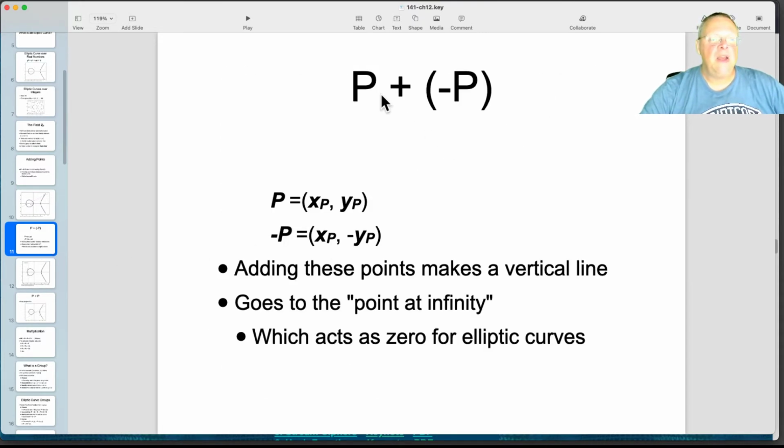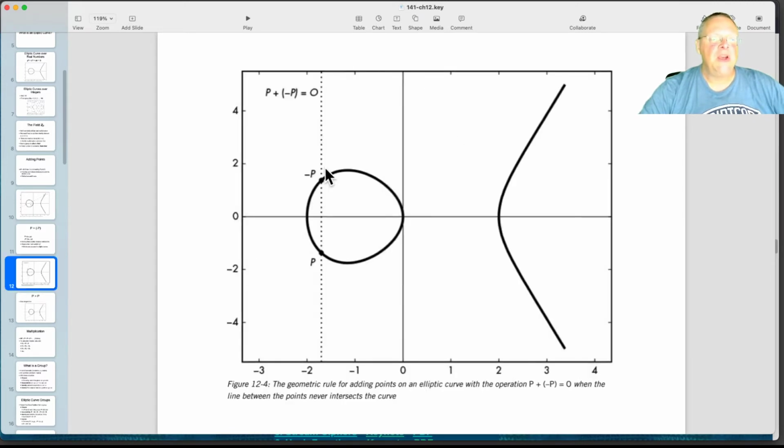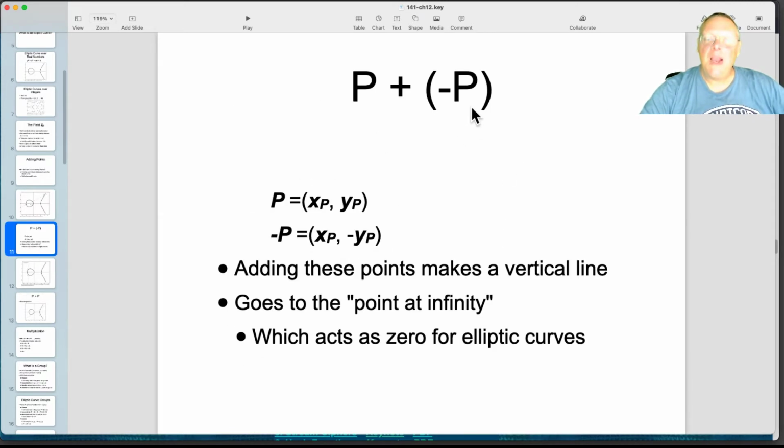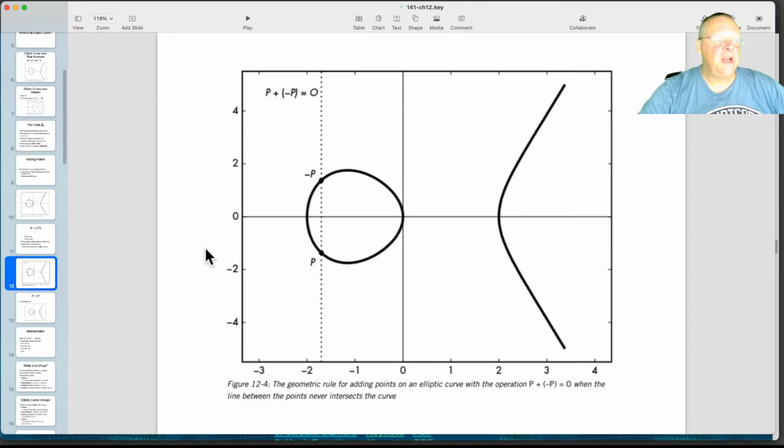So P plus minus P is going to be this. Here's P, and now, by the way, notice minus P, you make the y value negative, but you don't make the x value negative. So again, it has very little to do with what we normally think about as negative numbers. But here, that gives you 2 points like this. So the third point that it points to is the point at infinity, way out here. So P plus minus P is the point at infinity, which you write as 0.